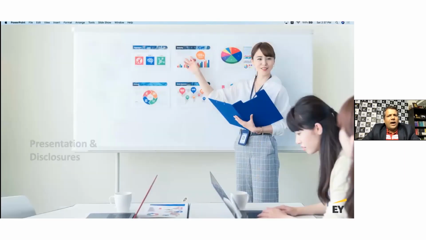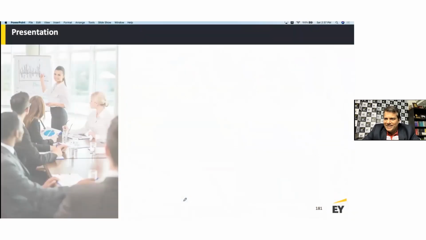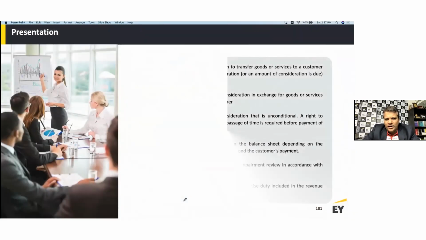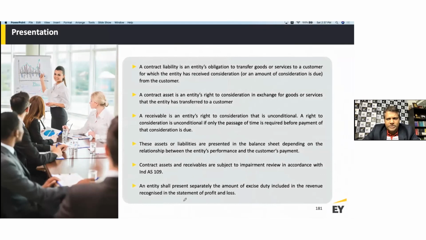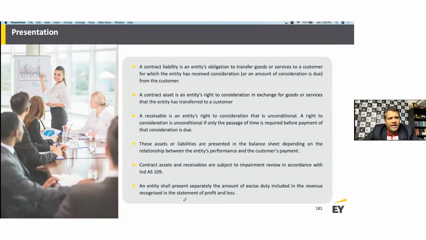Okay. So now we look at the overall presentation and disclosure under Ind AS 115. A contract liability, I need to disclose. Contract asset, I need to disclose. Receivable, I need to disclose. Liability is presented in the balance sheet depending upon the relationship between the entity and performance. These are subject to impairment review in accordance with Ind AS 109, because these are financial assets, right? An entity shall present separately the amount of excise duty included in the revenue. All of that you need to present.